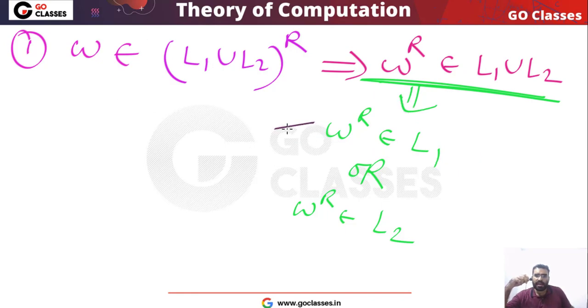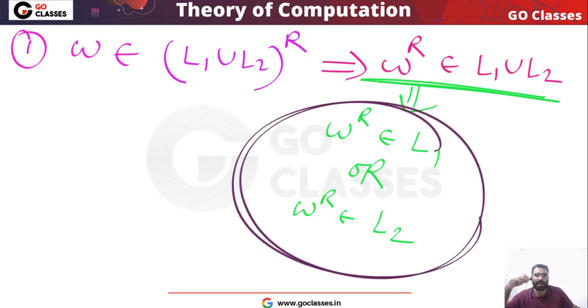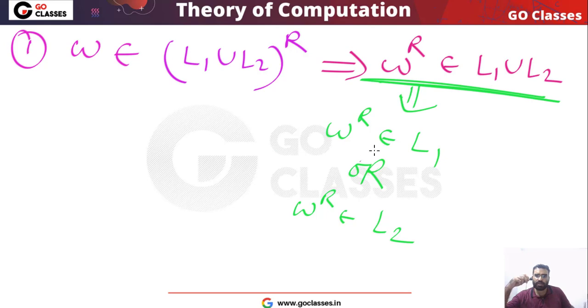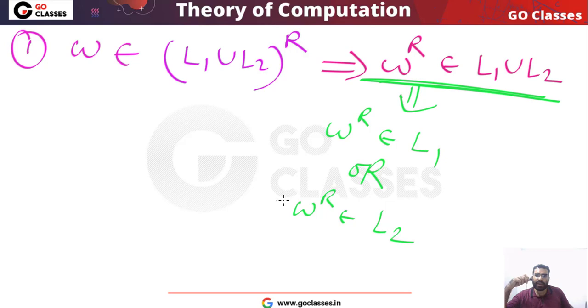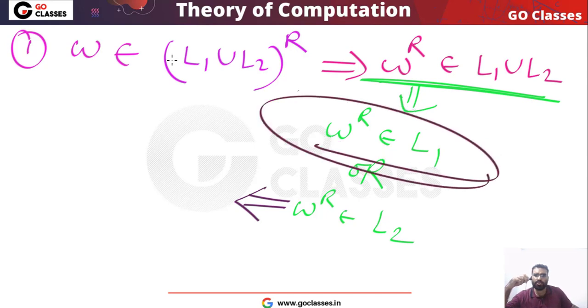Now you can notice that if W reverse belongs to L1, at least one of them will happen. Either W reverse will belong to L1 or it will belong to L2 or both. Whatever happens, let's assume this one happens. By symmetry, you can handle the other case too.